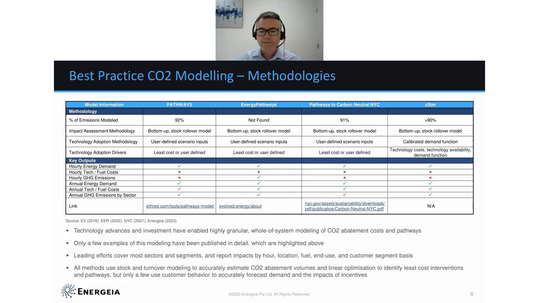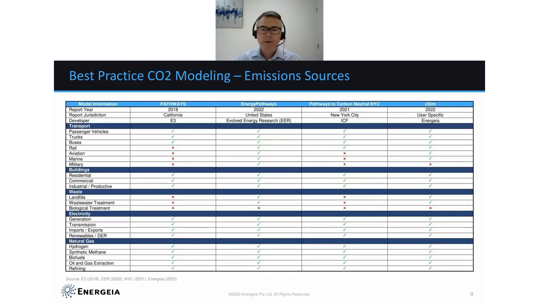When you turn to the scope of the emissions, here there's also a lot of overlap. You can see different levels of granularity in transport, the buildings, waste, the electricity system, and natural gas. In transport, road transport is by far the most common source of emissions. Not everybody is also looking at rail, aviation, marine, and military. You see one study is looking at military. Our experience is it's very difficult to find information about military emissions, and so we haven't included that to date.